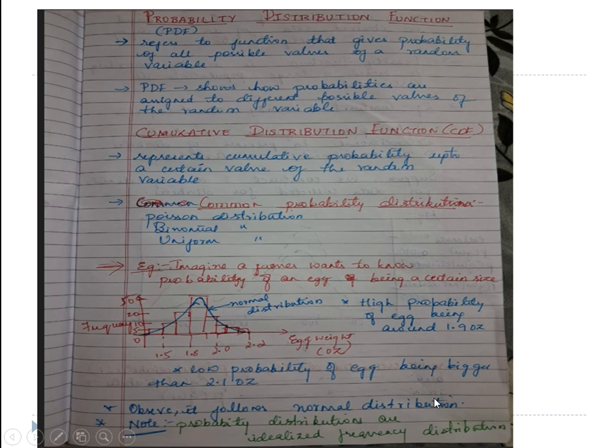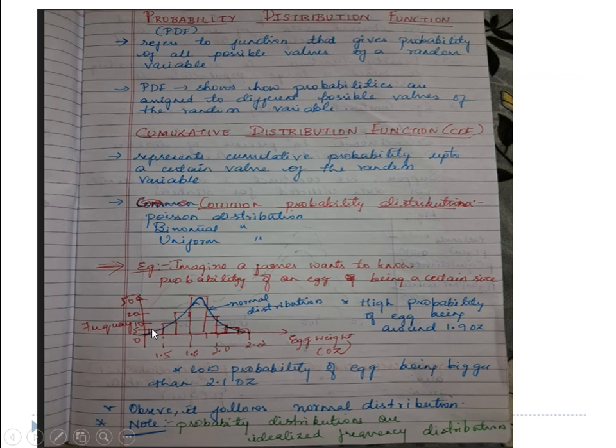Now let's try to understand how we can plot the probability distribution function. The goal here is to find the probability of occurrence of all possible values for a variable, let's say xi. Let's take a scenario where a farmer wants to know the probability of an egg being a certain size. On the x-axis in this curve, I have put the egg weight in ounces, and on the y-axis I put the frequency, that is the number of eggs.